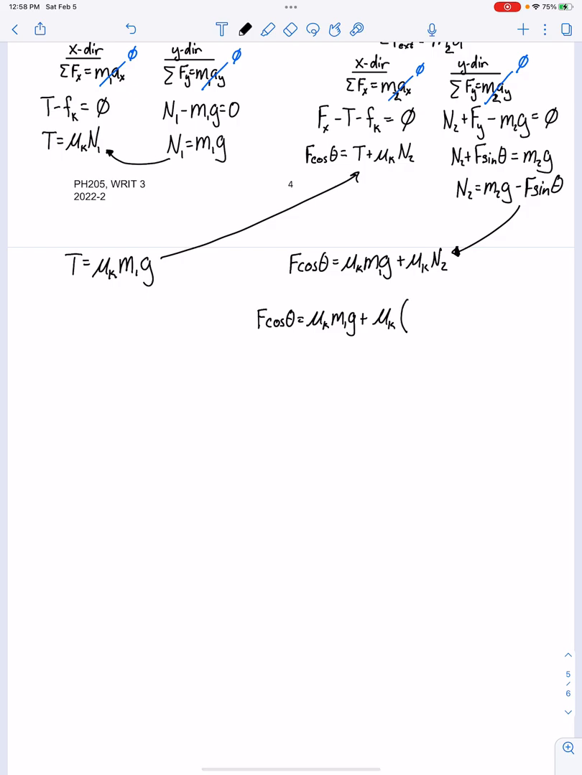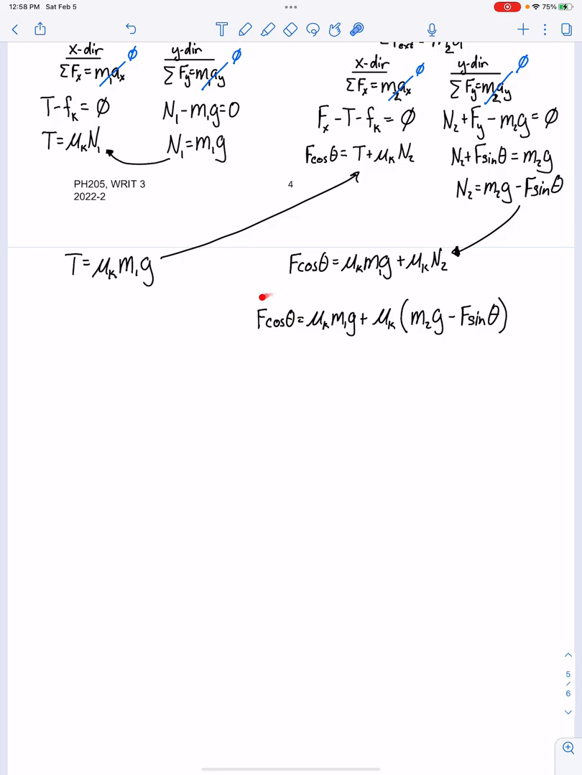We get F cosine theta equals mu sub k m1g plus mu sub k times N2. Well, N2 is m2g minus F sine theta. And this is a true statement. This is the fundamental equation of motion, and it is in terms of everything that is given. We were given theta, mu k, m1, m2, and g, and the thing we're going for, which is F. So now we just have to solve this for F.